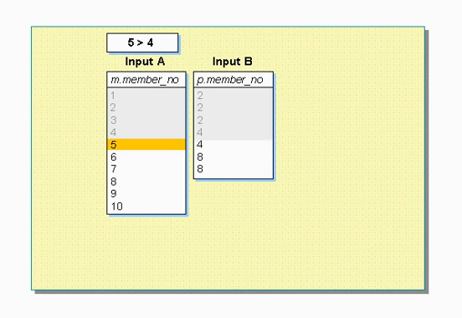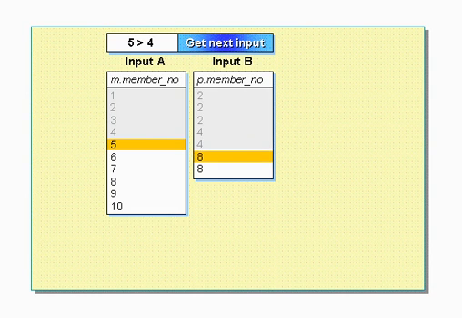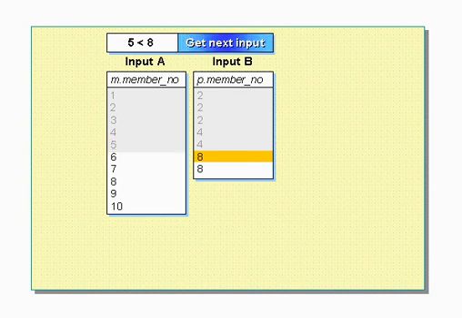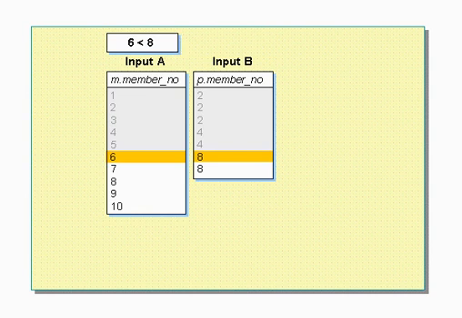The next input value in input B is 8. The query optimizer compares the two values. Because 5 is less than 8, 5 is discarded, and the next value in input A is used for the next comparison. The query optimizer continues with the evaluation process. It compares the next input value in input A, which is 6. It discards that input value and uses the next value in input A for the next comparison.